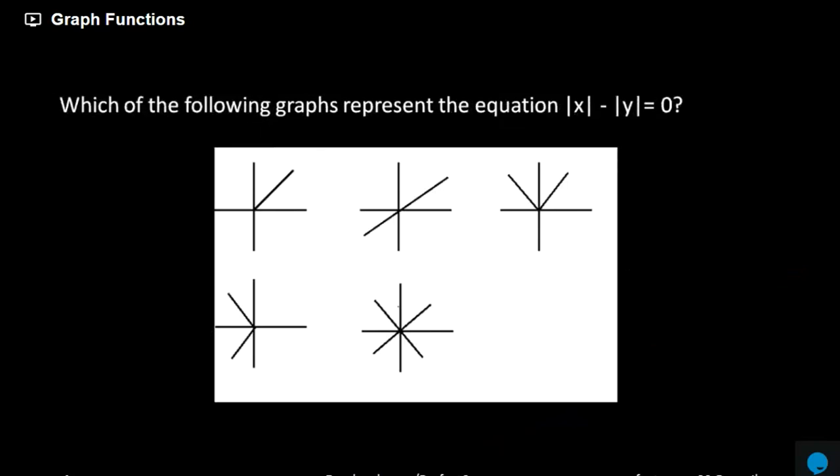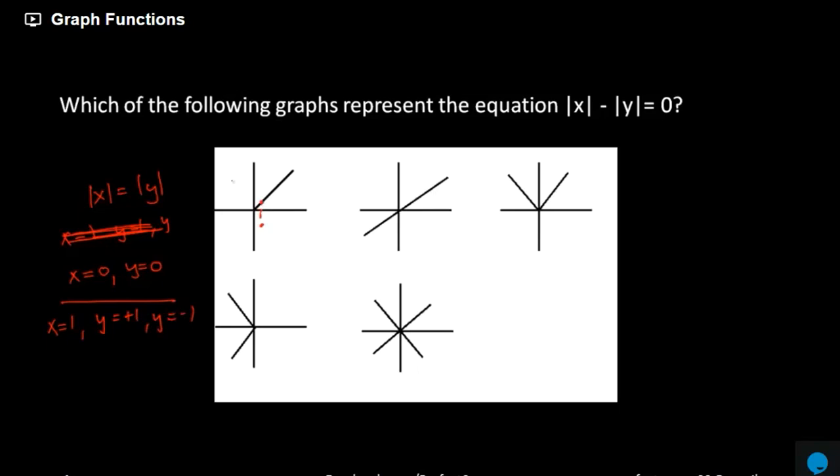Now over here the question says which of the following represents the equation that modulus of x is equal to modulus of y. Now we're going to focus on a few points here. When x is equal to 0, y is equal to 0. That means it must pass through the origin, which is done by all the cases. When I say x is equal to 1, y can be positive 1 or y can be negative 1. That means as x equals 1, there must be two values of y, which is not here.